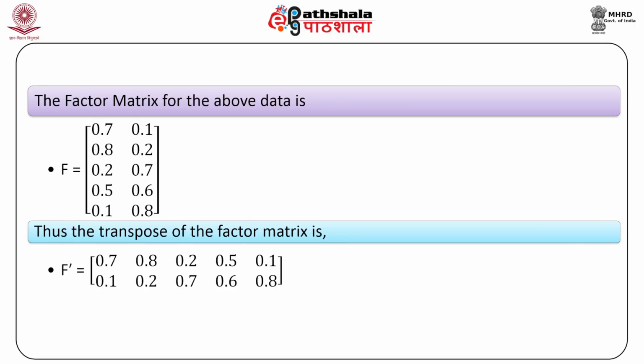0.8. Thus, the transpose of the factor matrix is F dash, which is equal to matrix 0.7, 0.1, 0.8, 0.2, 0.2, 0.7, 0.5, 0.6, and 0.1, 0.8.